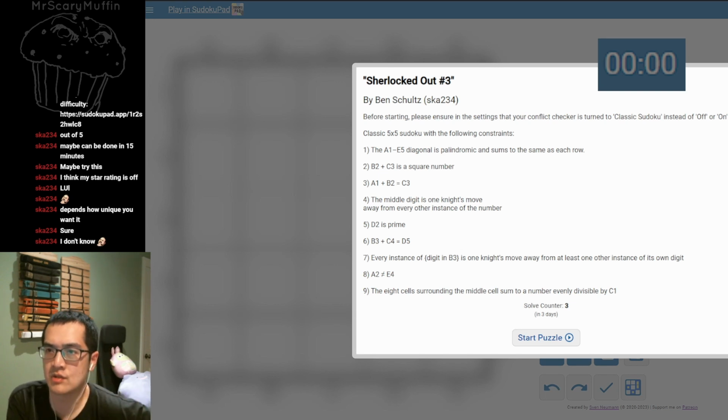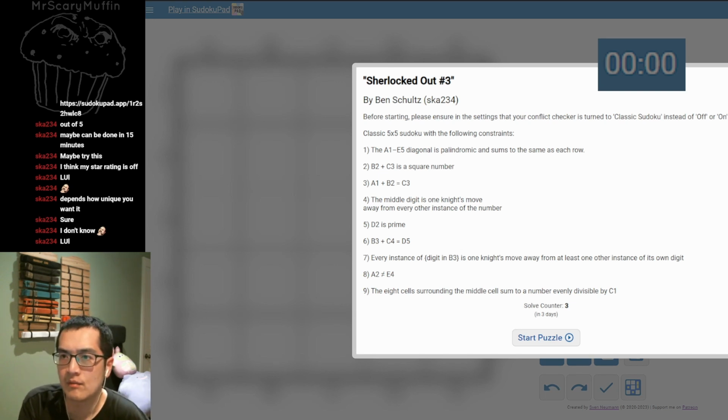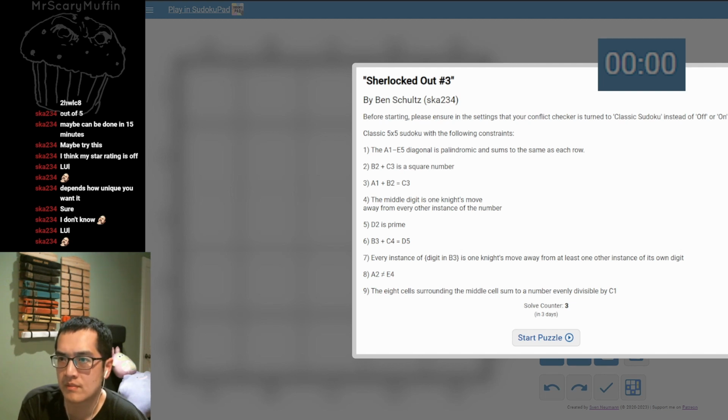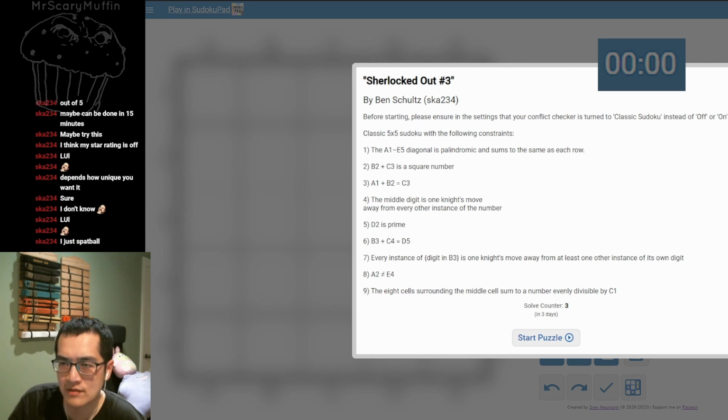So this is interesting. Okay, the A1 to E5 diagonal is a palindrome and sums to the same as each row. B2 plus C3 is a square number. Oh my goodness. Okay, A1 plus B2 equals C3. The middle digit is one knight move away from every other instance of the same number. D2 is prime. B3 plus C4 equals D5.